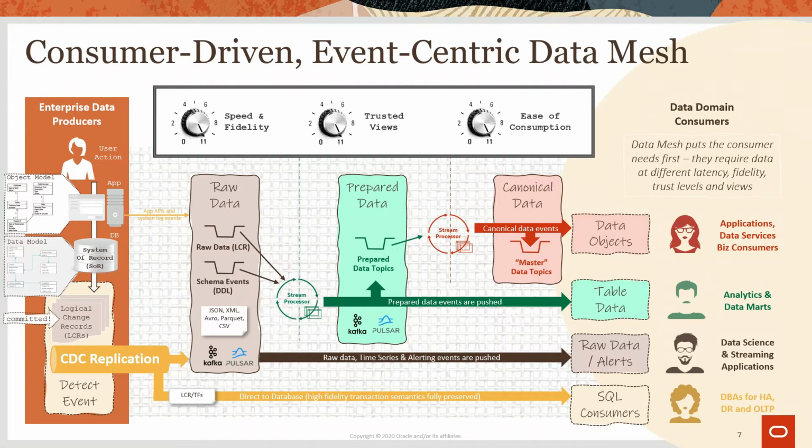And so part of defining a data mesh architecture is being able to handle all of these different variables so that if you need to optimize for speed and fidelity, you can do that. If you want to optimize for highly trusted views, you can do that. And if you want to optimize your data consumption for end users that need very easy to consume data, you can also optimize for that. And so a data mesh should provide a framework to do all of those kinds of optimizations.